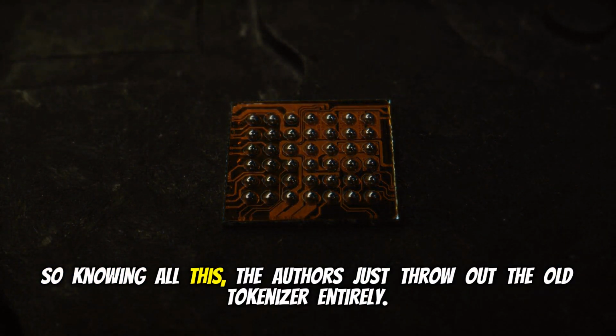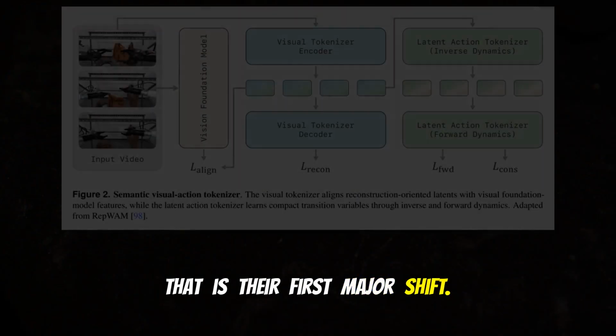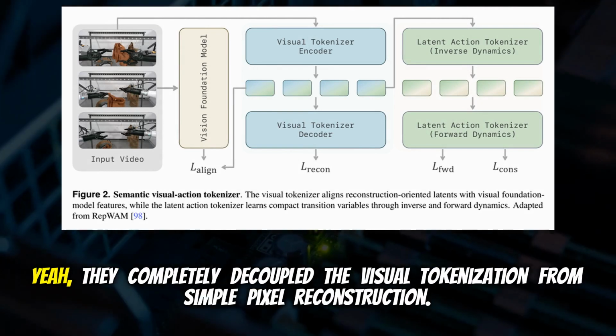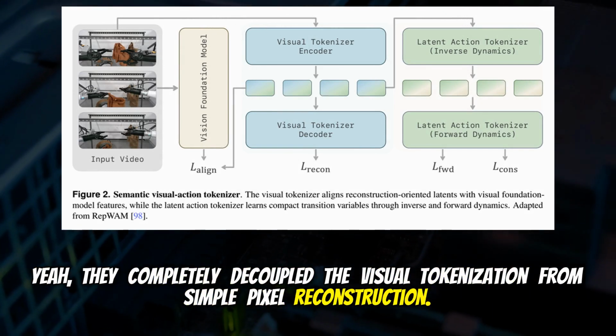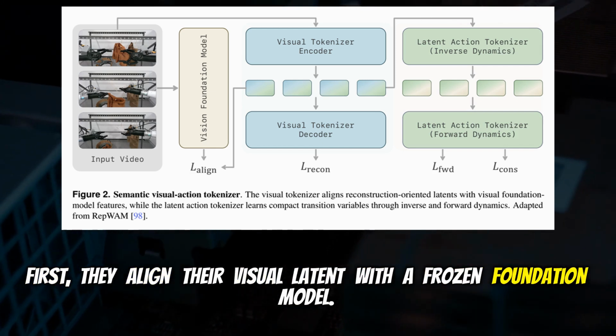So, knowing all this, the authors just throw out the old tokenizer entirely. That is their first major shift. Instead of a pixel-centric space, they build a shared semantic latent space. Yeah, they completely decouple the visual tokenization from simple pixel reconstruction. First, they align their visual latents with a frozen foundation model.